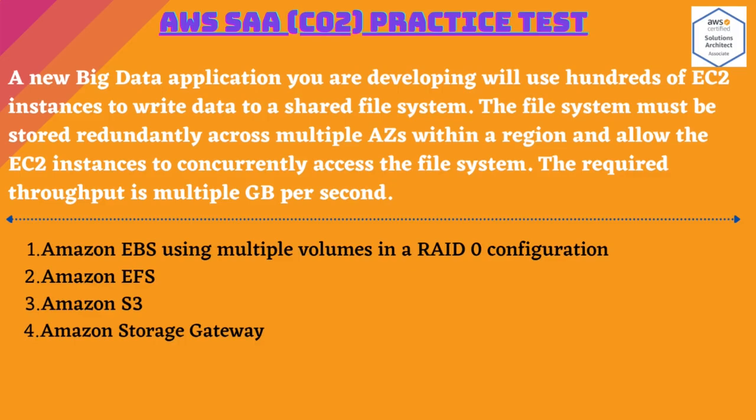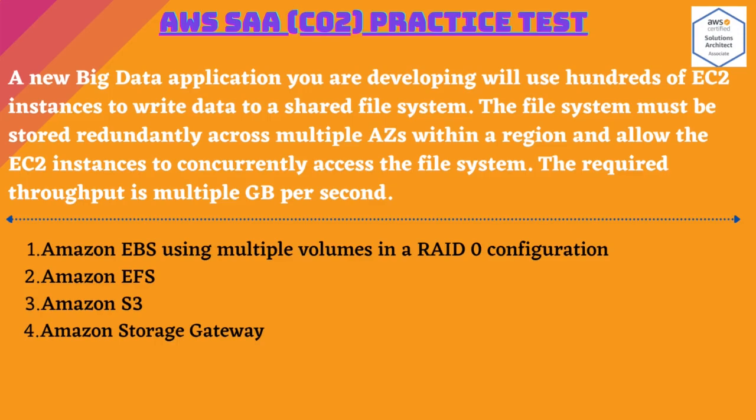The second is Amazon EFS. Amazon EFS is the best solution as it is file level storage and stores data redundantly across multiple AZs within a region, and you can concurrently connect up to thousands of instances to a single file system. So this seems to be a correct answer, but let's just check out the other answers as well.